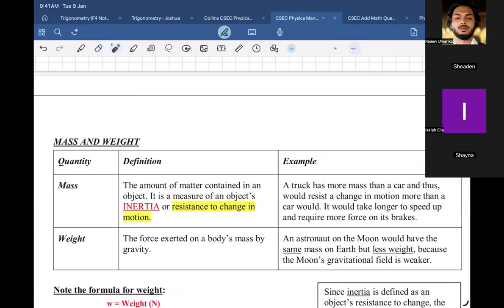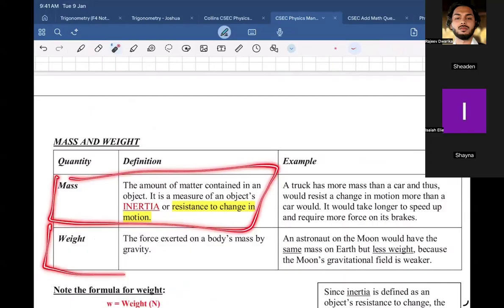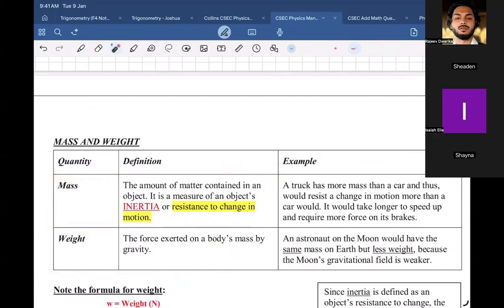Not necessarily the example, but I want you all to copy down mass and weight. You can't mess this up, please. Mass is measured in kg, so you put a little kg in brackets. And weight is in newtons, because weight is a force.